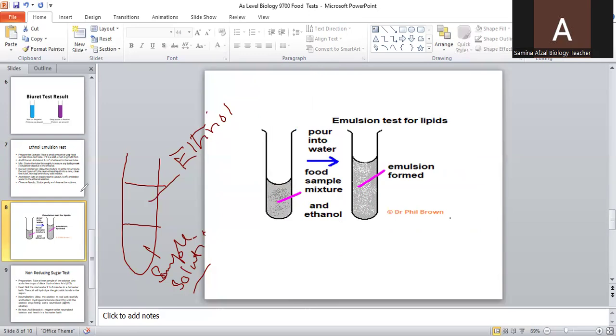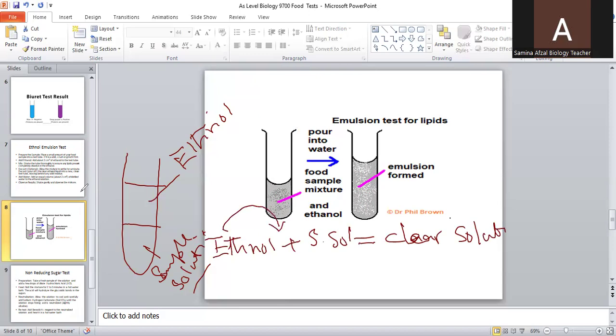So what happens over here is that the sample solution dissolves into the ethanol. I would like to write over here: ethanol plus sample solution. They will make a clear solution, because the ethanol will dissolve the fats into it. But when you add water, what will happen? It will form tiny droplets.